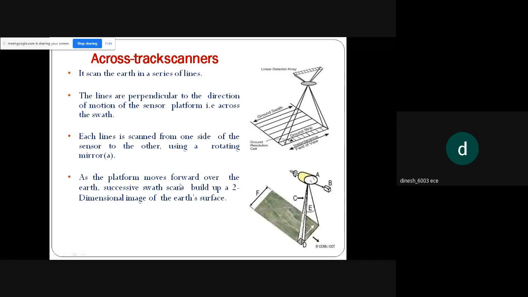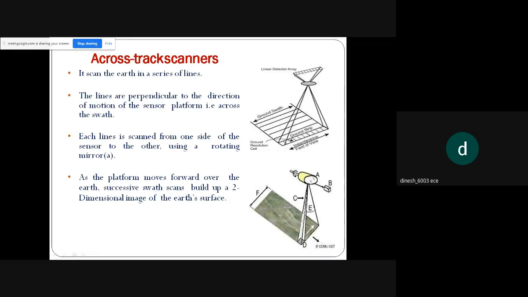As the platform, the aircraft platform or the satellite platform, moves forward over the surface of the earth, successive swath scans are made. That means the first line will be scanned first, then the second line, then the third line, then the fourth line, then the fifth line.